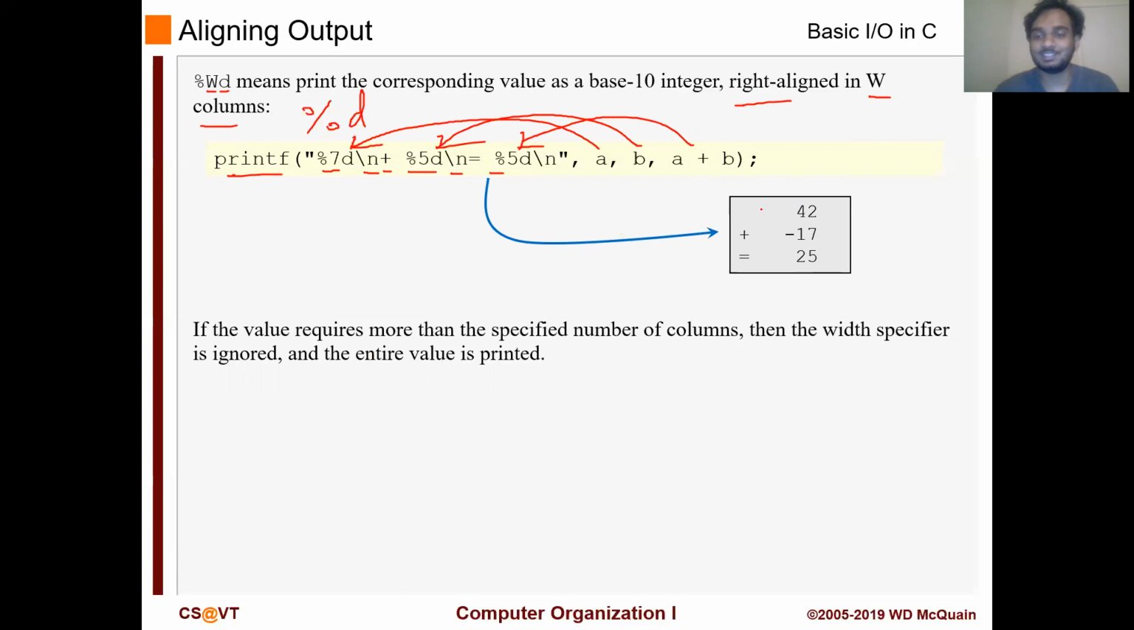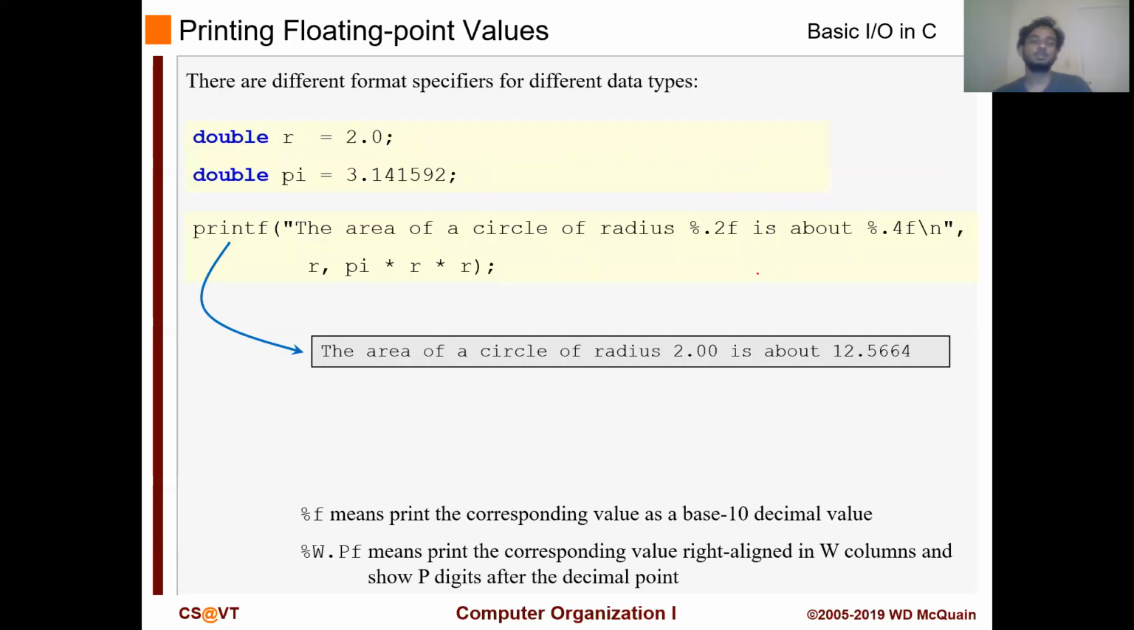So as you can see, there is enough gap over here. There is a gap here and here. Give it a try in your command line and you will see the difference from the previous one. Okay, they are in the examples in GitHub again. Honestly, try to write these codes by yourself so that it makes more sense to you. Okay, if the value requires more than the specified number of columns, then the width specifier is ignored and the entire value is printed.